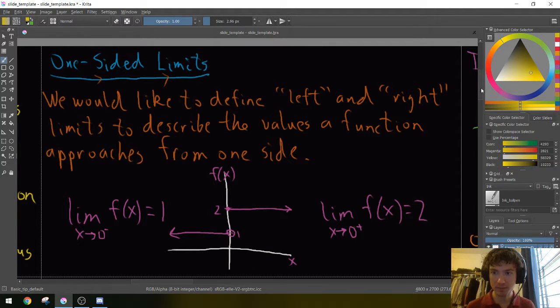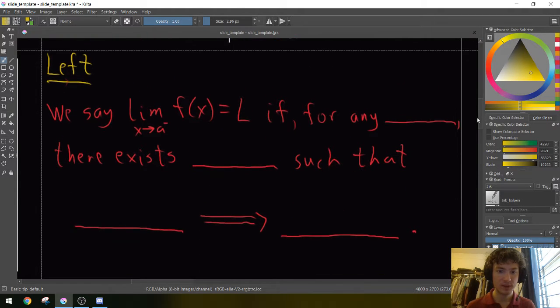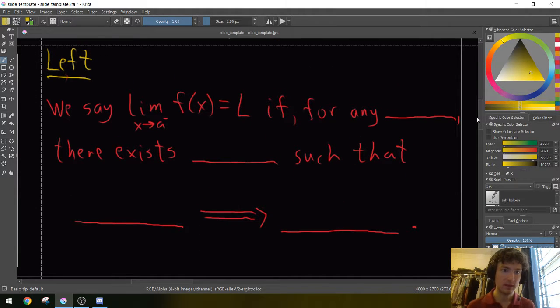Alright, to practice more with the definition, I will ask you to define the left and right one-sided limits. It's going to be the same thing. There's going to be an epsilon-delta definition, but one piece will be modified. So let's do the one approaching from the left. We say the limit as x goes to a from the left of f of x equals L if for any what?